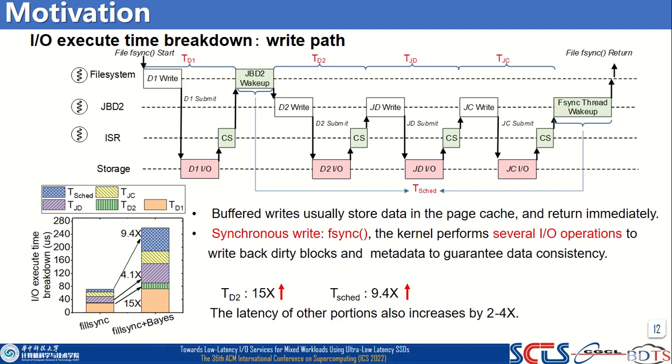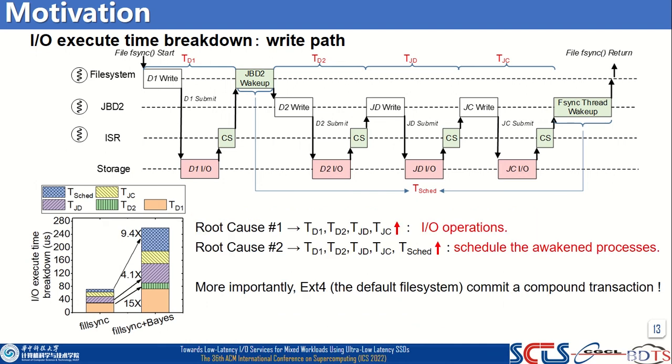For statistical convenience and easy-to-understand results, we break down the I/O execution time into several parts, similar to read paths. As shown in the left figure, TD2 and T-scheduled increase by 15 times and 9.4 times respectively. The latency of other portions also increased by 2 to 4 times. Since the fsync path contains 4 I/O operations, root cause 1 can increase the time spent in the device, and thus increase TD1, TD2, TGD, and TGC. Since the fsync path contains 6 process scheduling of awakened processes, root cause 2 can increase the time spent in process scheduling, and thus increase the TD1, TD2, TGD, TGC, and T-scheduled.